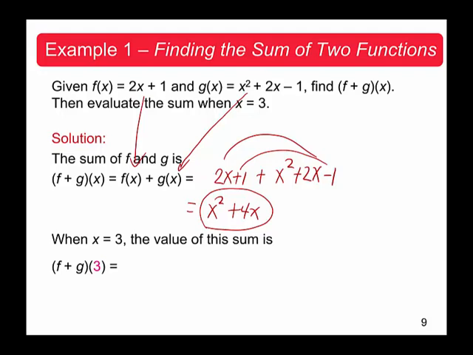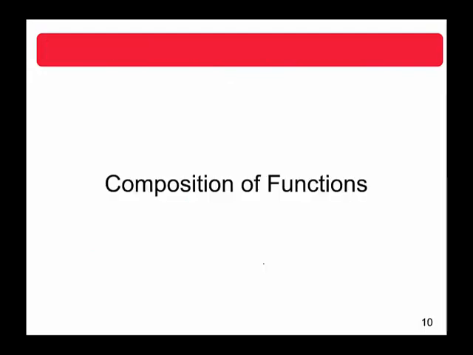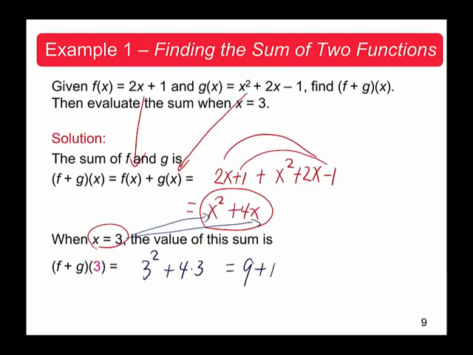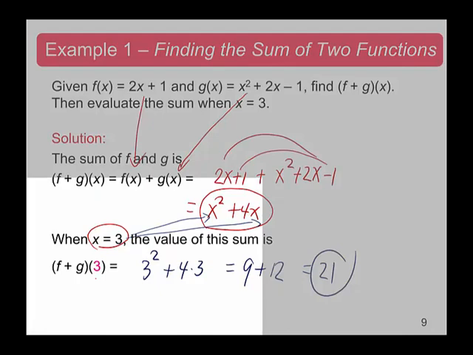Now f plus g of 3, or x value equal 3. Now we go back to the combination of functions, replace x with 3. So whenever we see x, it becomes 3. So this becomes 3 squared plus 4 times 3. 3 squared is 9. 4 times 3 turned out to be 12. 9 plus 12 is 21. So we get a concrete result, 21.